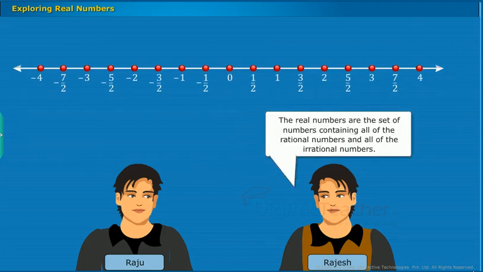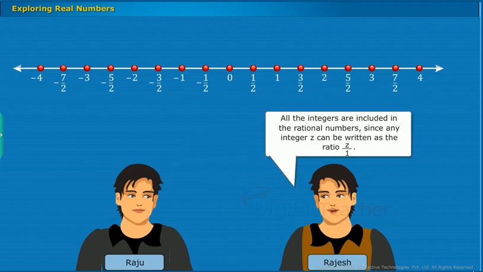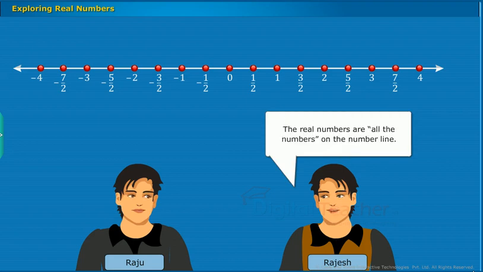The real numbers are the set of numbers containing all of the rational numbers and all of the irrational numbers. All the integers are included in the rational numbers, since any integer z can be written as the ratio z by 1. The real numbers are all the numbers on the number line.